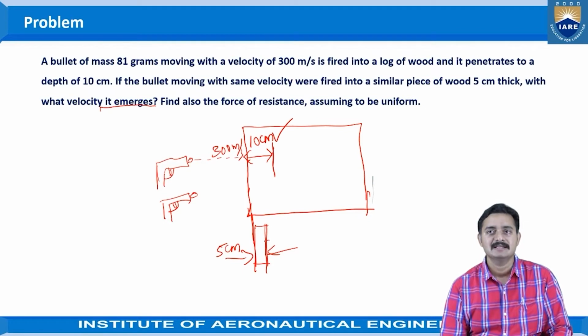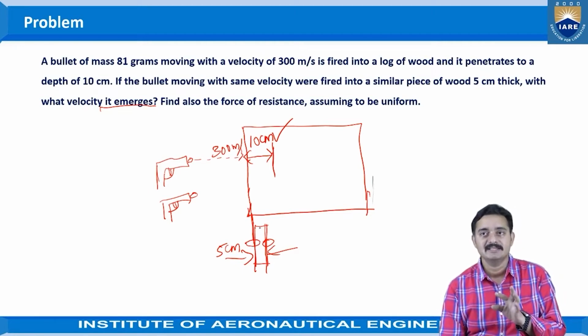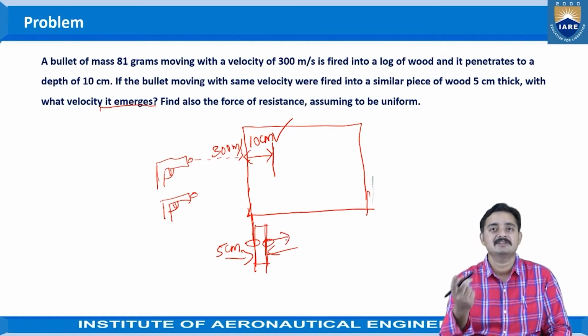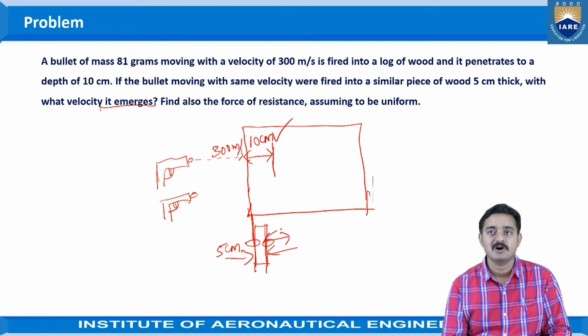Then what happens? It still has capacity. Once it reaches the end of the 5 centimeters of wood, it will still have the capacity to travel further, so the bullet won't stop at that 5 centimeters. So, the question asked is, with what velocity does the bullet emerge from the wood? Find also the force of resistance, assuming it to be uniform. So, there are two questions being asked.